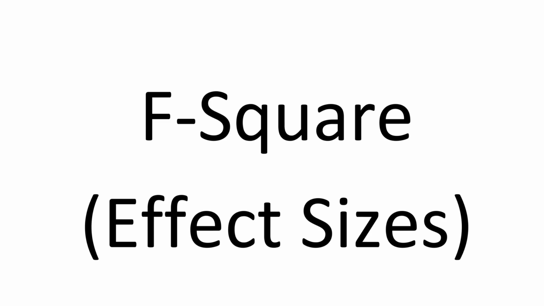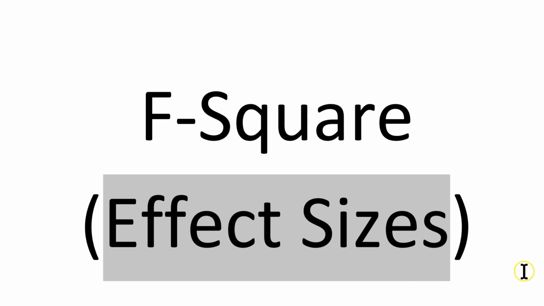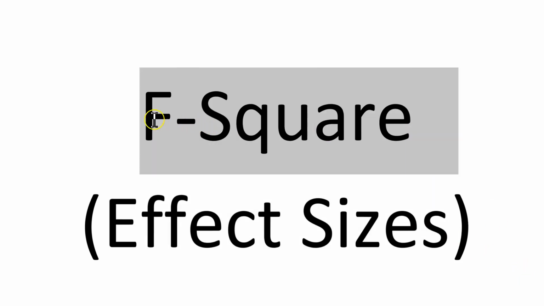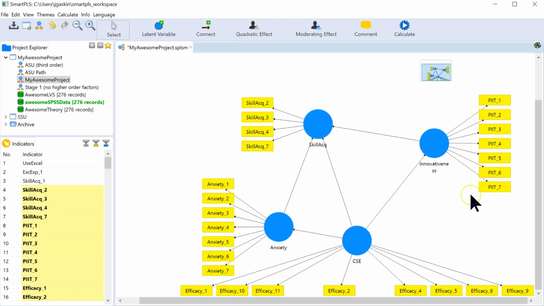Many journals and editors nowadays are feeling a little disillusioned with p-values and alpha levels represented by those p-values. And so they're looking for the effect sizes instead. And we can assess these via the f-square, which is actually automatically calculated in SmartPLS. So over to SmartPLS, let's say we have some awesome model like this.